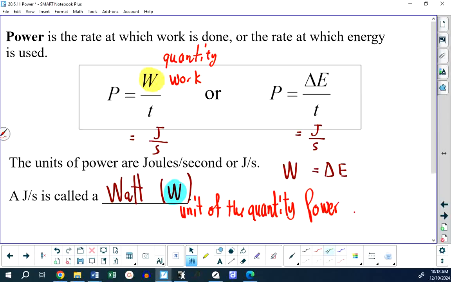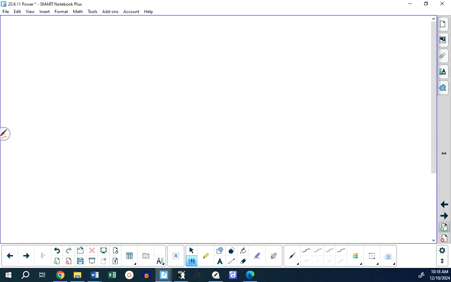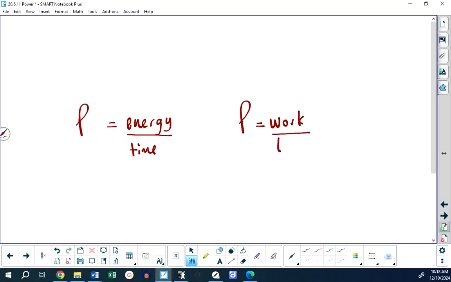So very often when we're solving problems with power, I will just do the following. I won't use these formulas at all. I'll say power equals energy over time, or I'll say power equals work over time. I think in the end, though, you need to know that a joule per second is a watt.